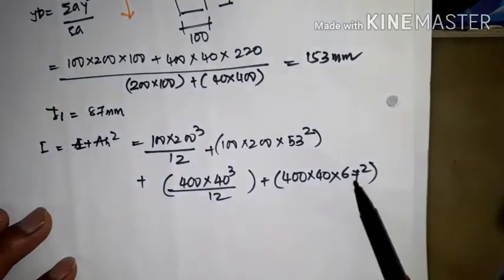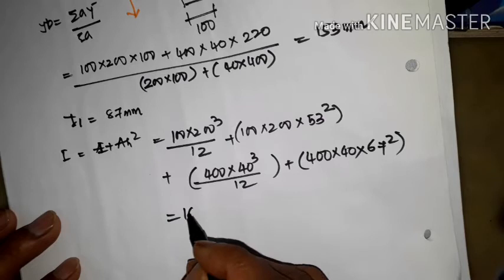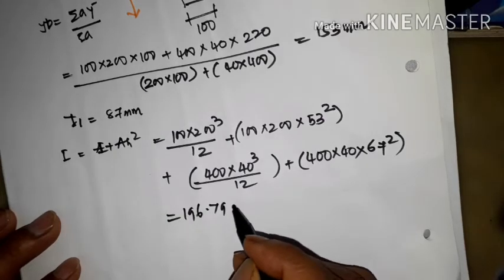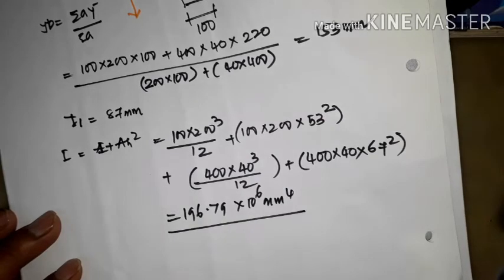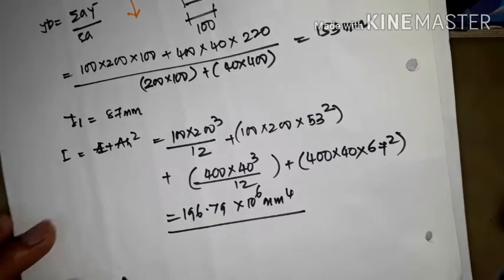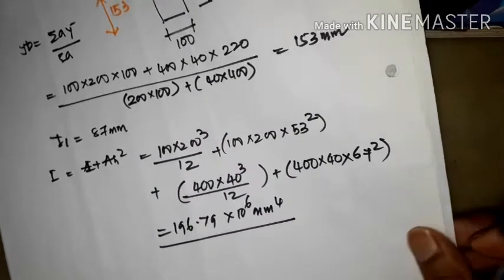So how much will you get? 67, 67 square. So we will get I as 196.79 into 10 raised to 6 mm raised to 4. Understood? So this is regarding this.